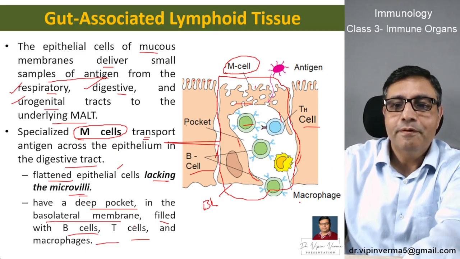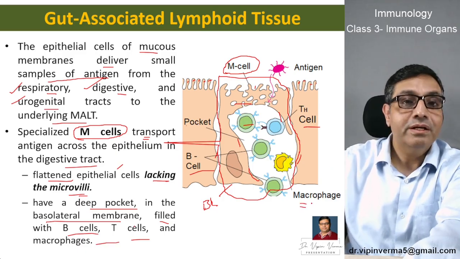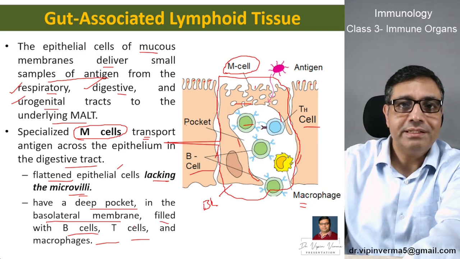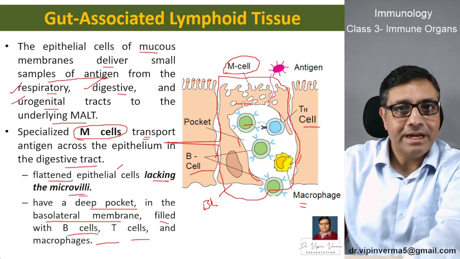So here it is, the macrophage. Okay, understood? What is the structure of the M cell? It is a relatively flattened cell with no villi or microvilli, and they have a pocket. This deep pocket is towards the basolateral side, and it is filled with the B cell, T cell, and the macrophage.